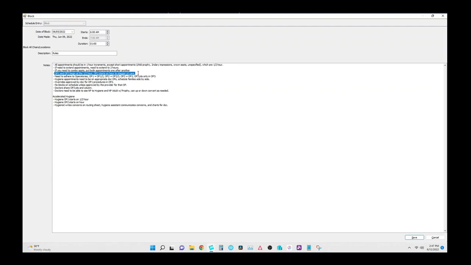The other thing that's very important is that we need to adhere to the operatories listed on the appointment type, okay? An OP1 procedure, which is our heavy doctor type of procedures, will only go in OP1 or OP2, okay? Their overflow is into OP2. And OP2 procedures only go into OP2 or OP3. OP3 procedures only go into OP3, and OP3 patients only go into OP3.